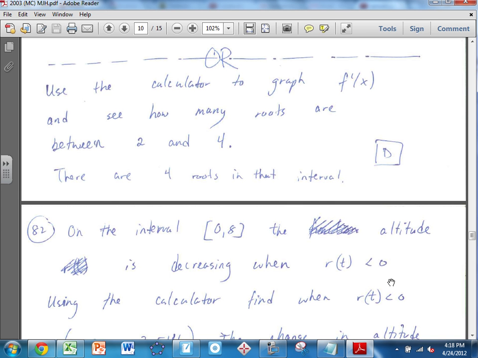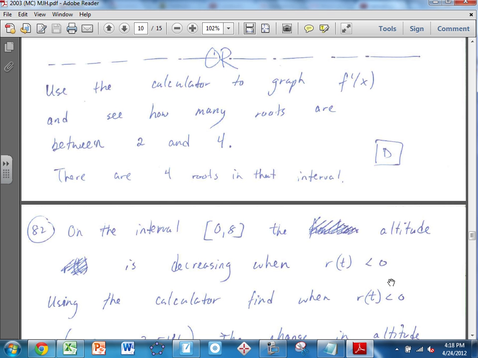The question says, how many relative extrema? So how many relative maxes or relative mins exist? When do I have a max or min? When the derivative equals 0. So we use the calculator to graph f prime of x and see how many roots there are, because this is the derivative. They give you the derivative here, so go ahead and plot this. Look to see how many roots you have on the interval between 2 and 4.